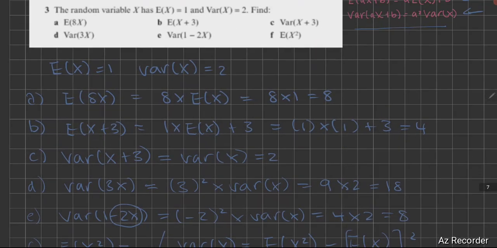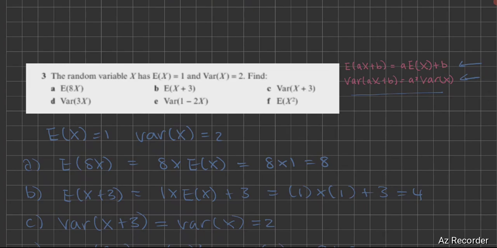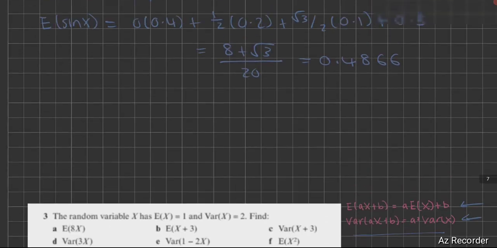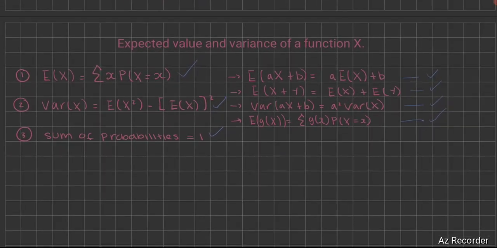And that's how you'd solve for expected values. And I think this is the last video in the expected values for discrete functions. And so in the next video we'll be looking at Poisson distributions.